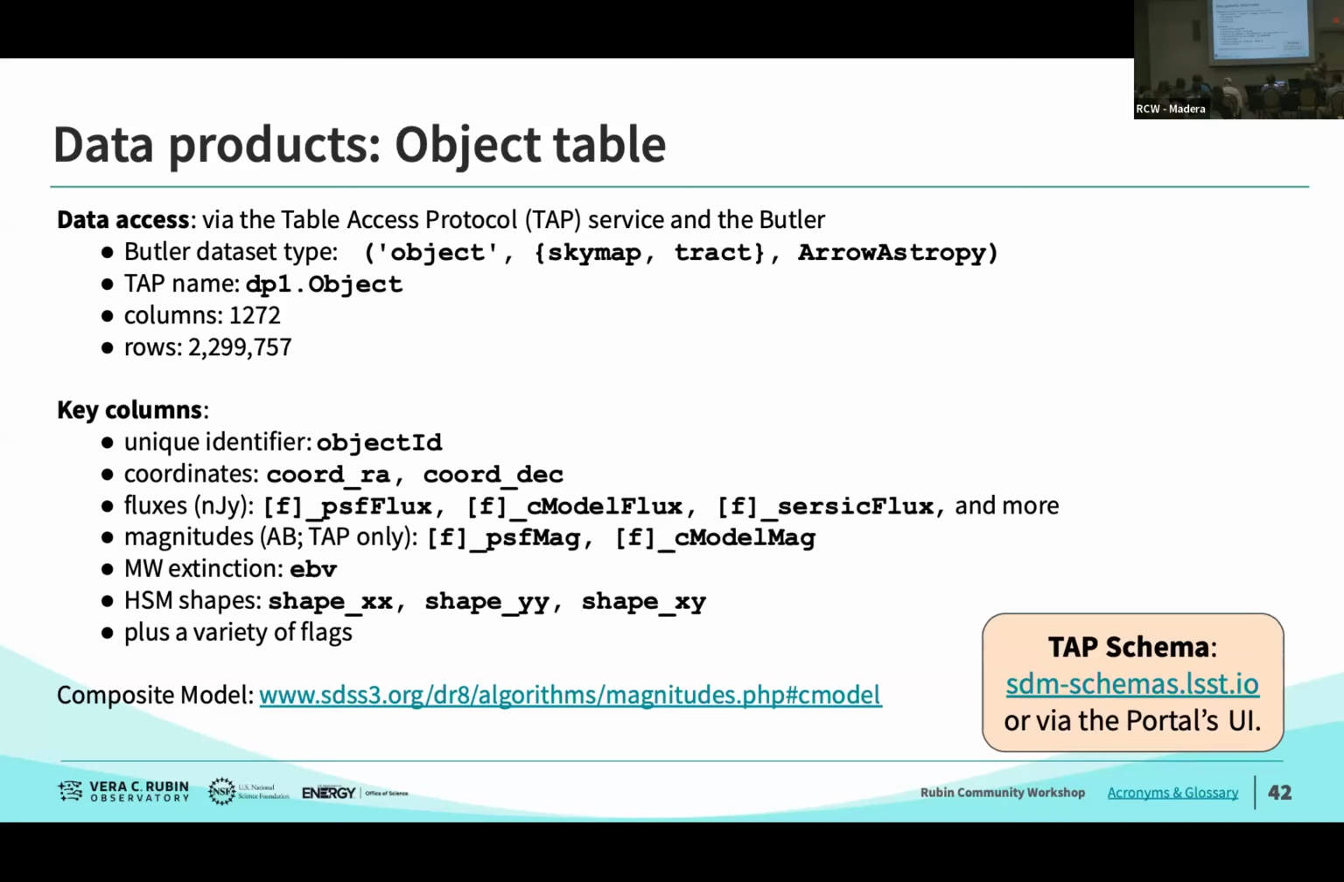For example, we do unresolved PSF flux measurements, but we also model the light profiles of galaxies that are more extended using Sérsic profiles and a number of other models that can give you the total flux of galaxies. We also have some tutorials available about that. There are some other things also available, including shape measurements that help you understand the elongation or the light profile shape of galaxies. I encourage you to look at what is available in the schemas for the object table.